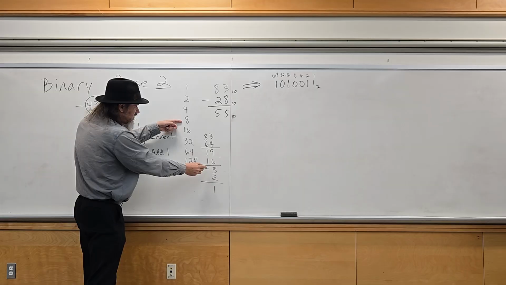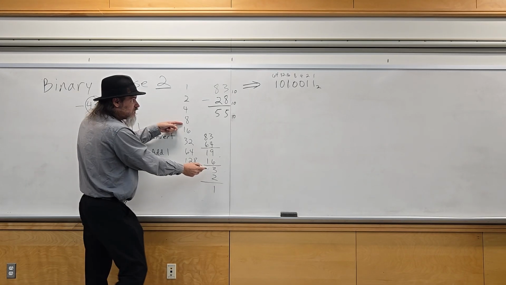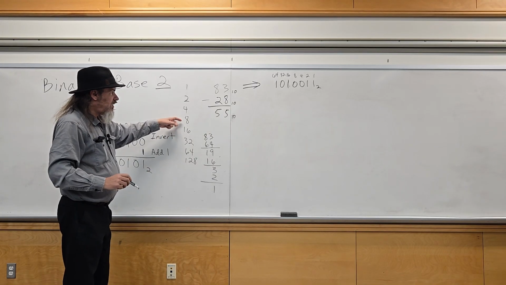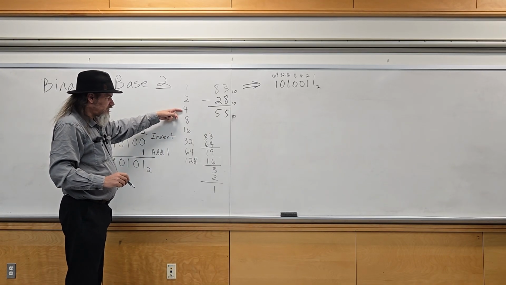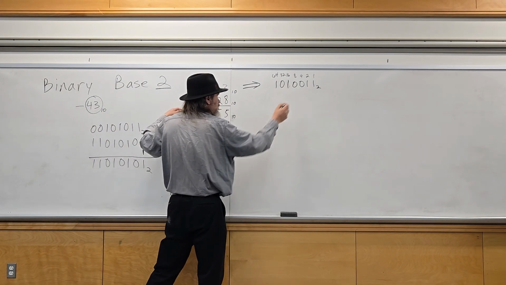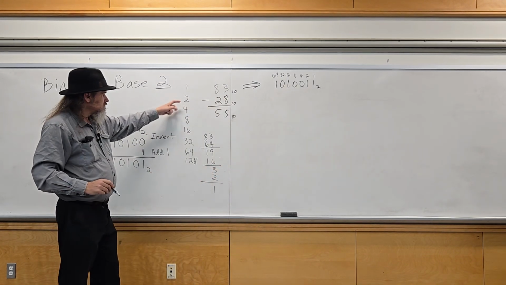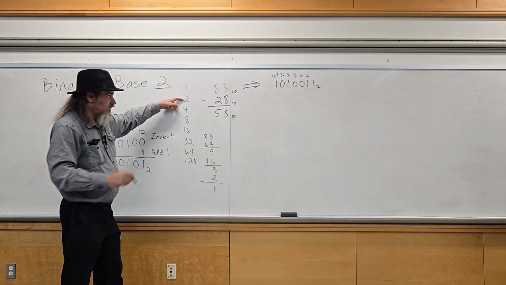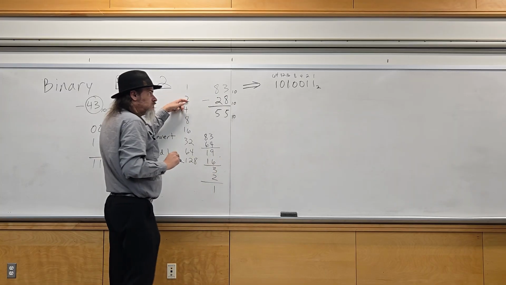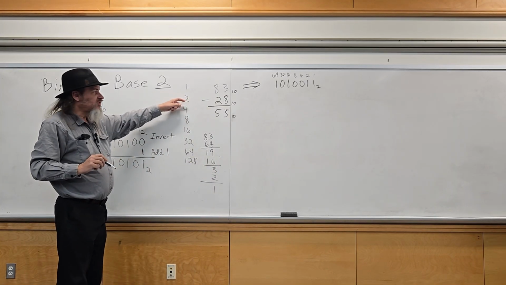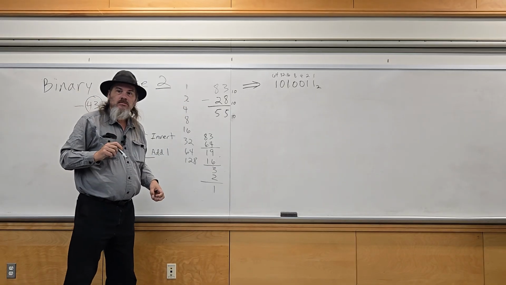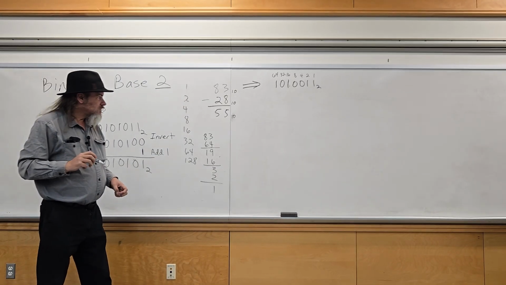The result is 3. Try to take an 8 out. You can't, so there's no 8s. Try to take a 4 out. Can't do it, so you put a 0 in the 4's position. Take a 2 out. You can, so you put a 1 in the 2's position. And finally, you have a 1 in the 1's position. Okay?